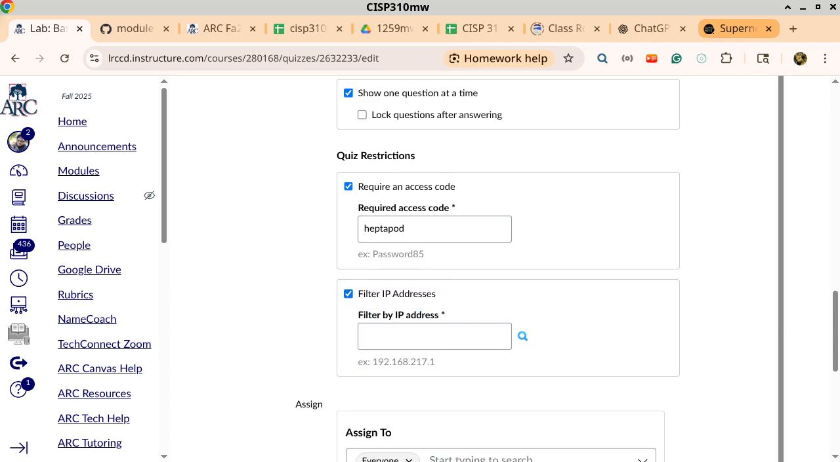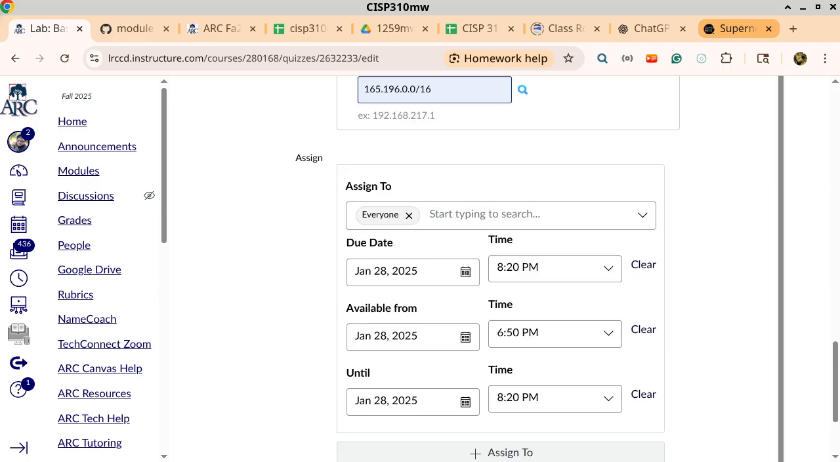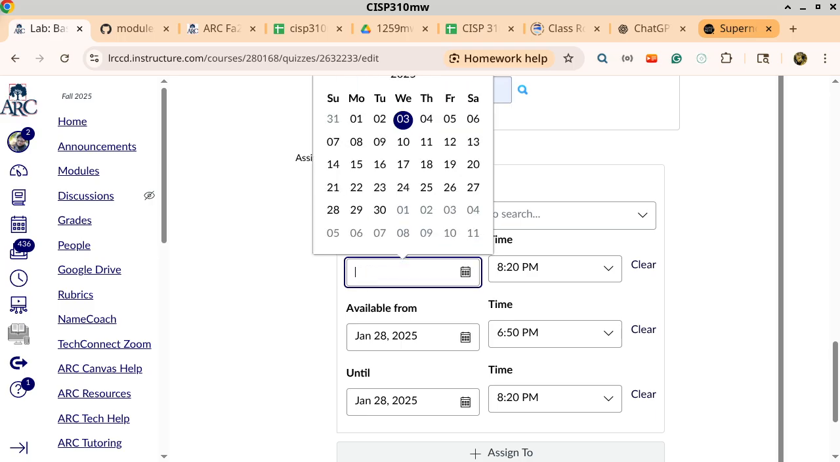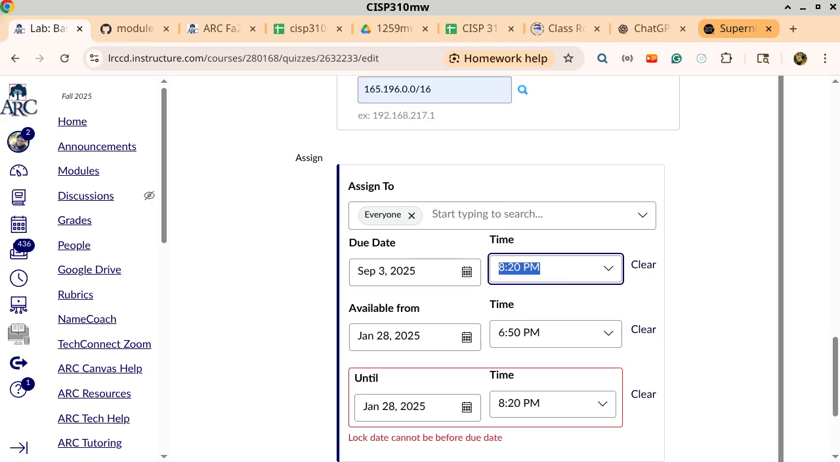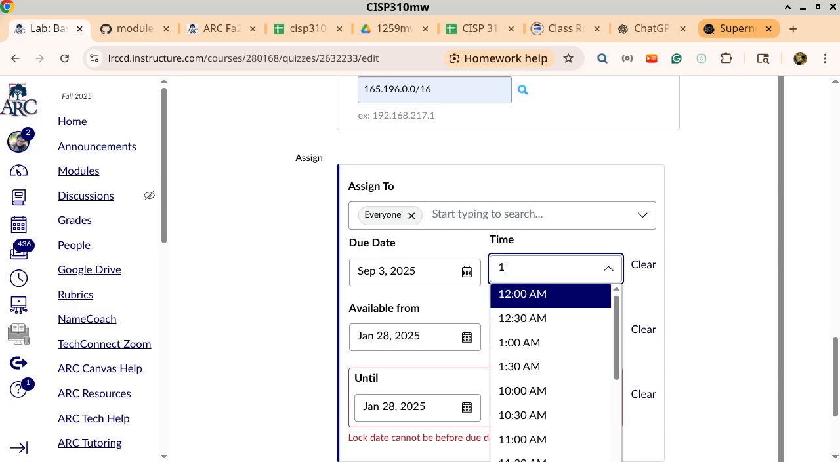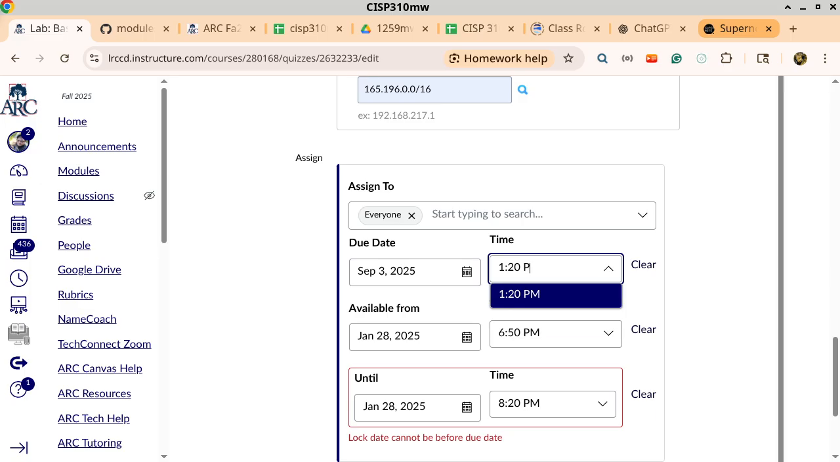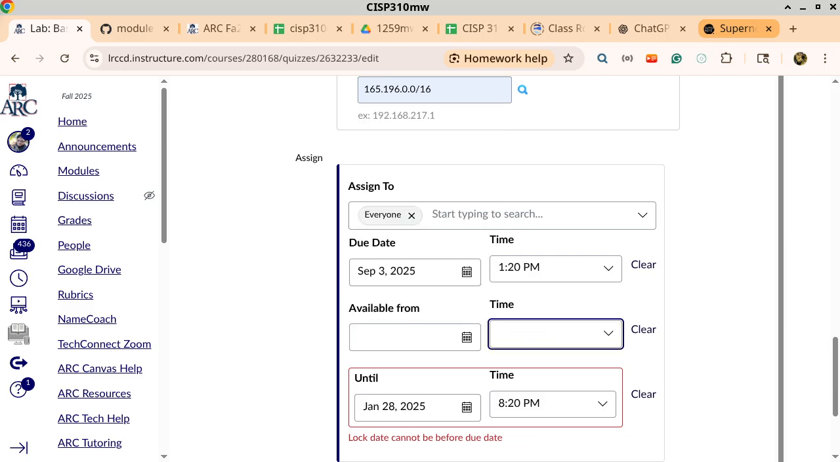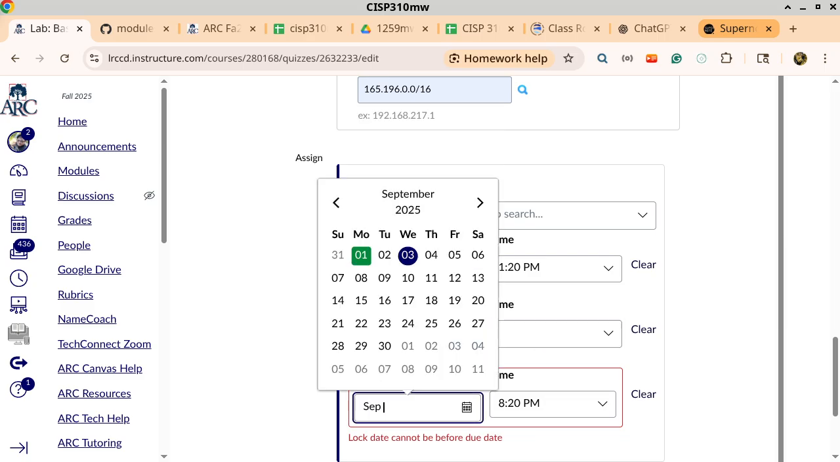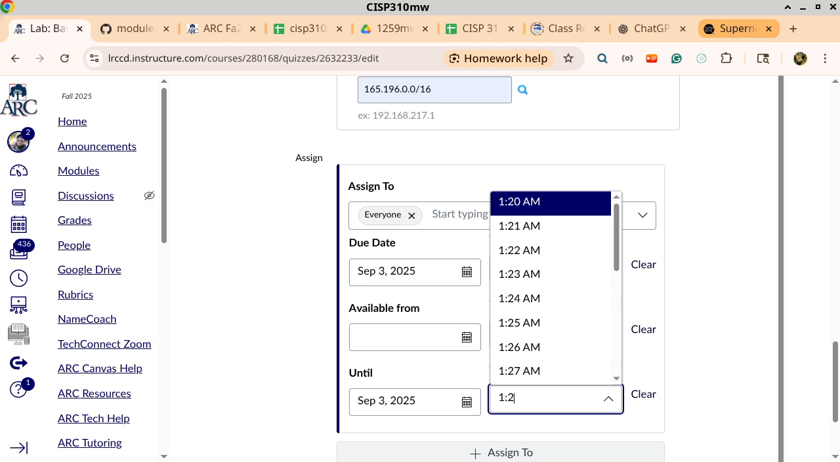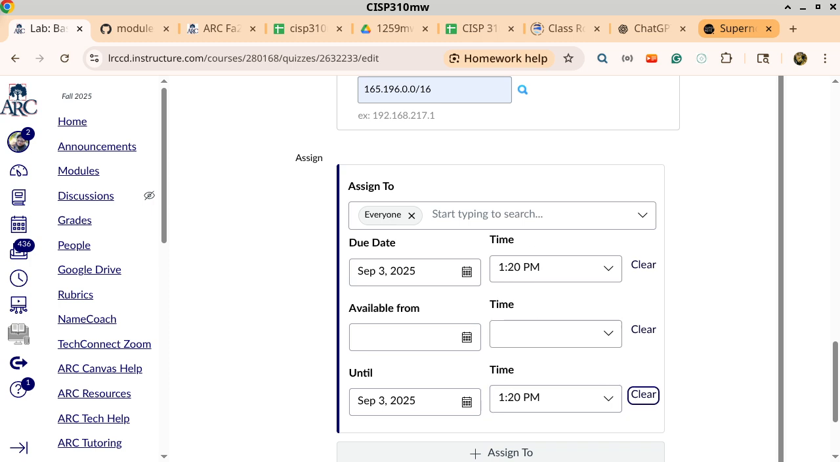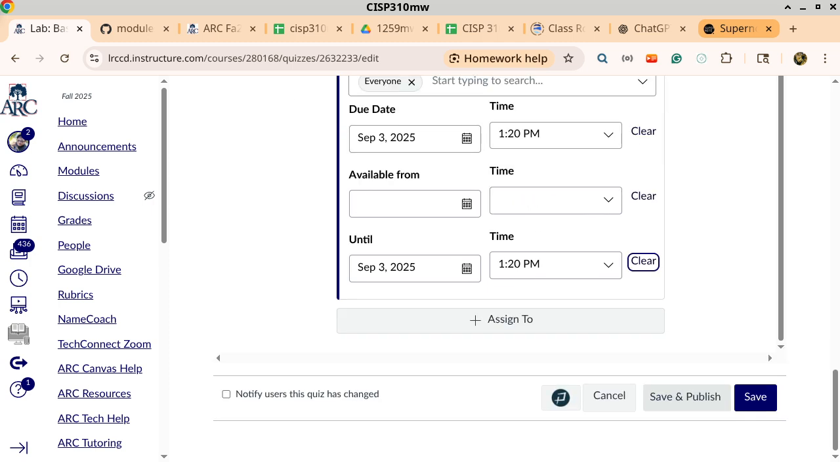And then we turn on the GP filter. Today is September 3rd. And this is due at 1:20 p.m. You can start now. All right, save and publish.